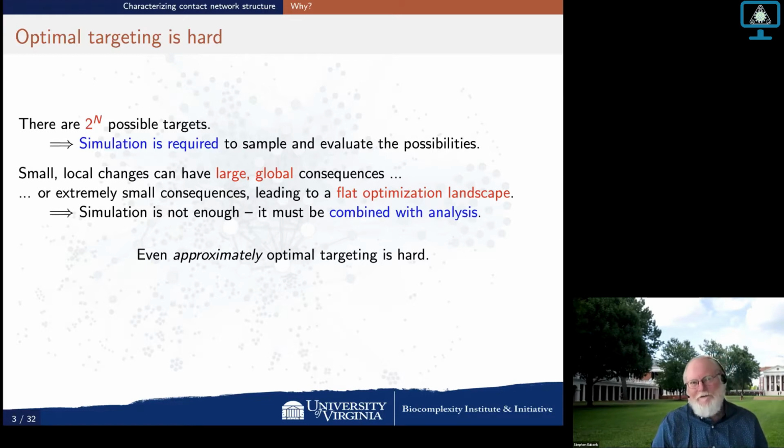So optimal targeting, it's hard. It's not a problem that we're going to solve anytime soon. And it turns out that even approximately optimal targeting is a hard problem. What I'm going to talk about today are ways to get pretty good bounded approximations for optimal targeting with controllable errors and a controllable trade-off between how good the optimum is and how much time and effort you spend finding it.